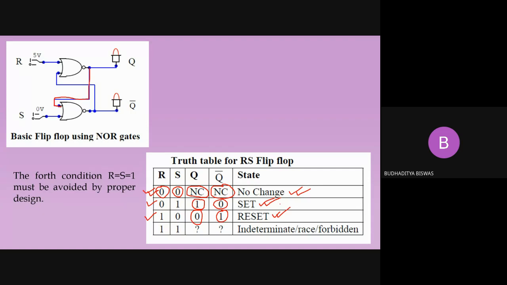Got it? So understand the third row, 0, 0. Then 0, 1, what will happen, 1, 0, what will happen. Come to the last one, 1, 1, when both the inputs are connected to 1, 1. What is the name of the state? It is indeterminate, or race, or forbidden. Now let's see why this is written and why the question marks are given in the Q and Q bar.